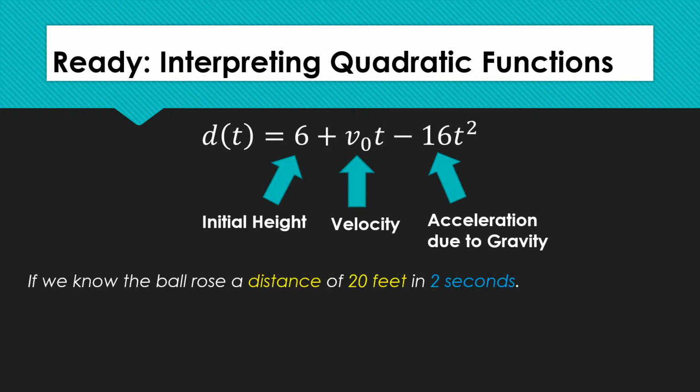If we know that the ball rose a distance of 20 feet in 2 seconds, we can take that information and replace our distance, d of t, and our t's with the values 20 and 2, as shown below. We can then solve to figure out what the velocity was, or what the rate was that it traveled.